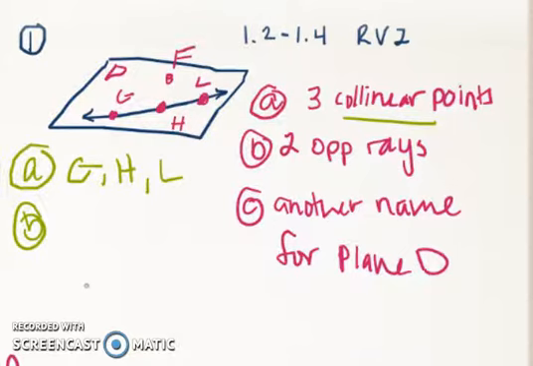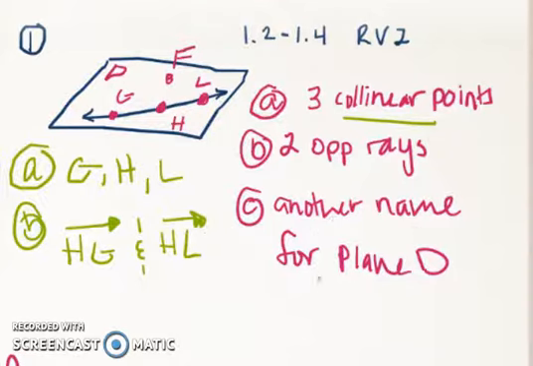B, name 2 opposite rays. Okay, so we need 2 opposite rays, or a pair of opposite rays if you want to call it that way. So I can go from H to G just like this. Again, the arrow is going to go over the G, and I can also do H to L, and again the arrow is going to go above the L. So these are 2 opposite rays, they're going in opposite directions, and that would suffice.